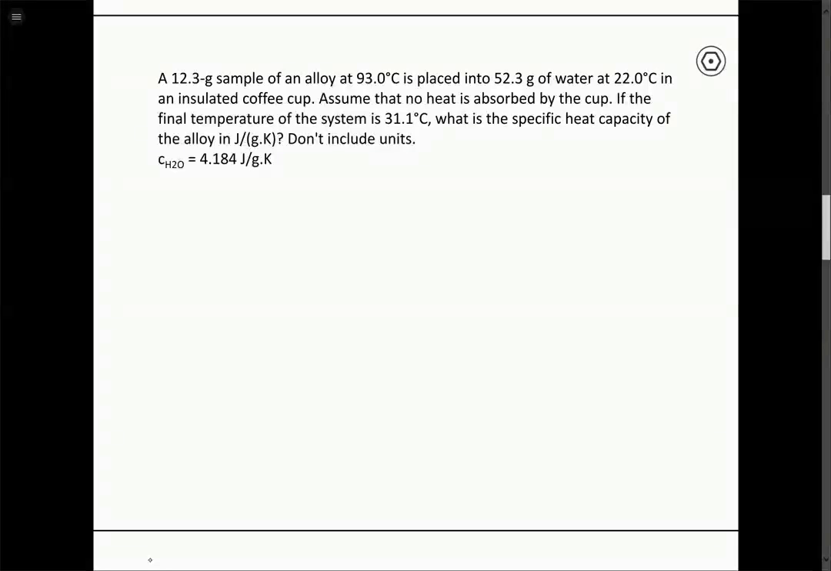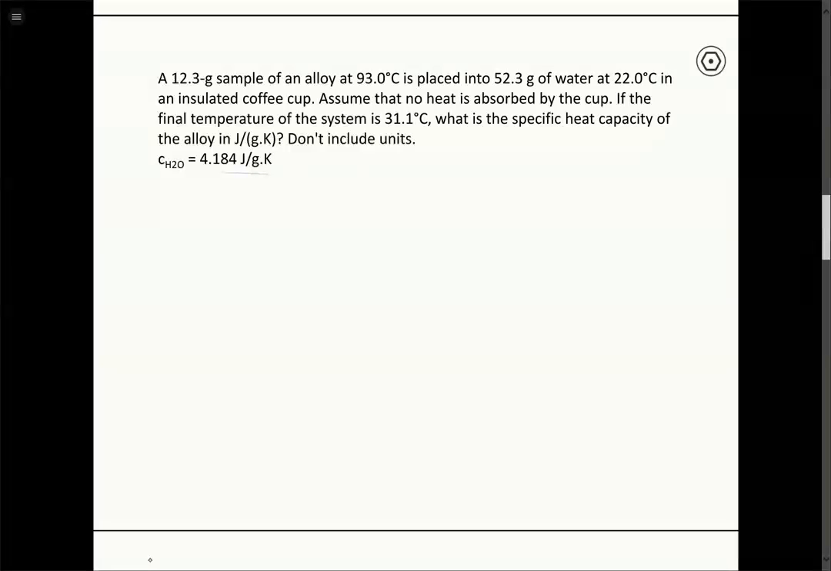So the alloy is hotter than the water, so heat is going to transfer from the alloy to the water, and we're assuming that no heat is absorbed by the cup, so all of the heat that comes out of the alloy is going to go into the water. If the final temperature of the system is 31.1 degrees Celsius, what is the specific heat capacity of the alloy in joules per gram K? And we're given the heat capacity of water is 4.184.